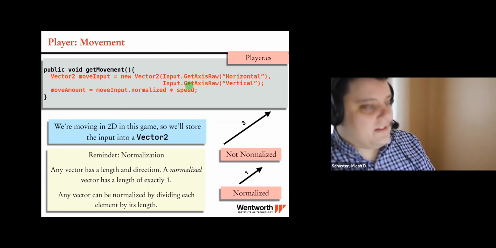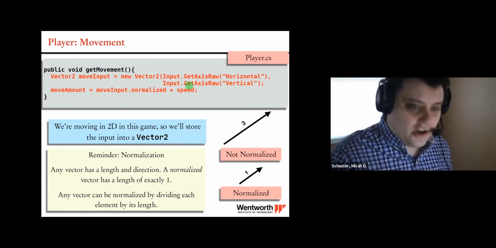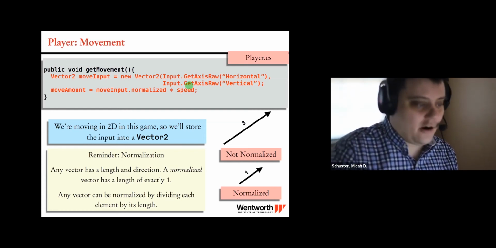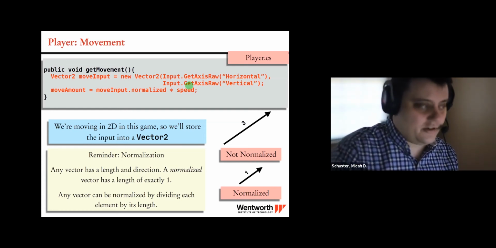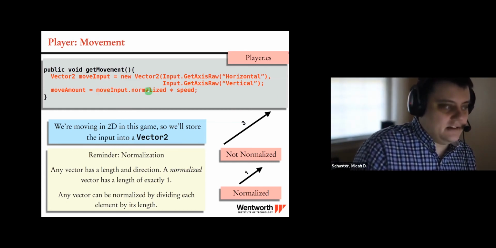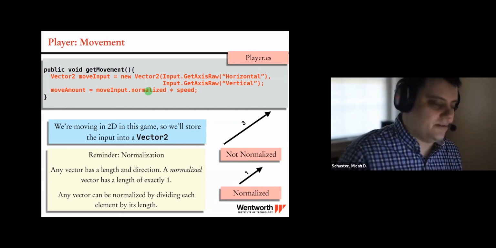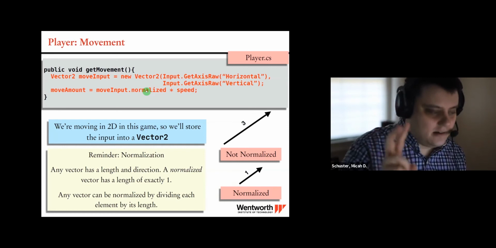So this is a very typical thing to do. If you're working with vectors and you know that you need just the direction and you don't care about what the magnitude is, then you should normalize it. This is a very common thing to do. Take whatever a vector is, normalize it. At that point you have just the direction and a speed of 1.